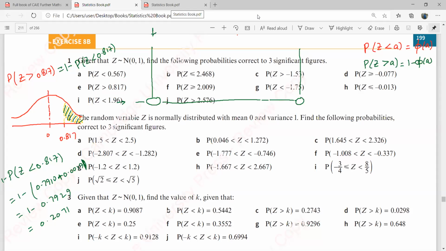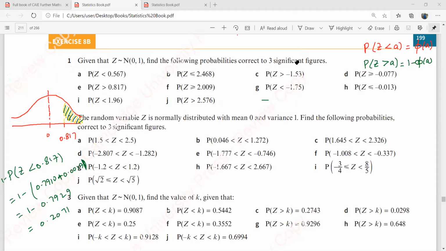Then I'll be trying this. I believe you have to do this yourself later, but I just want to cover all these cases. Now I'll be taking the G part now. In this G part, you have to find probability that Z is less than minus 1.75.